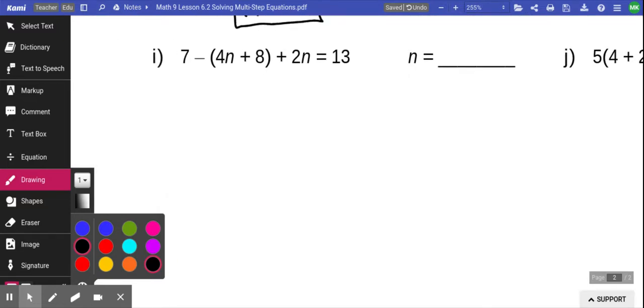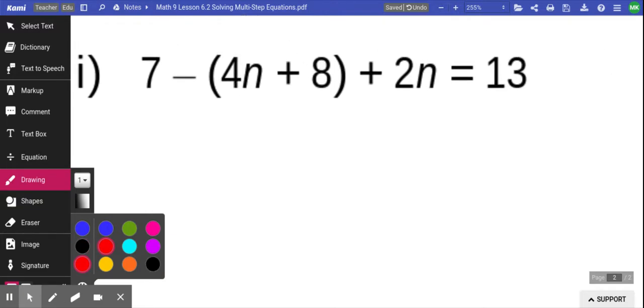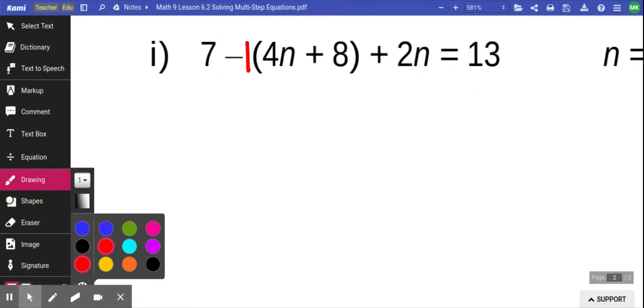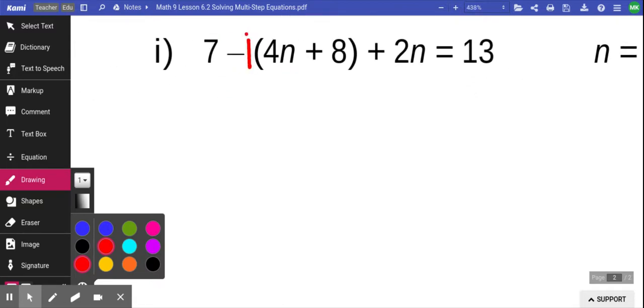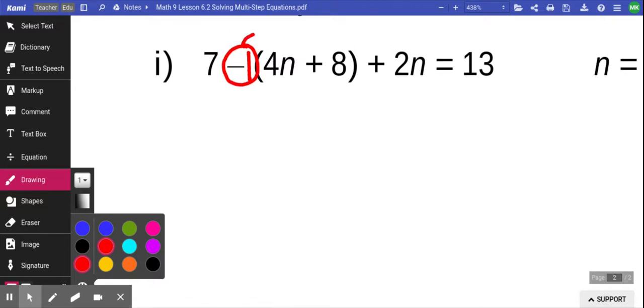So if we look at I, I have a set of brackets there. The way we get rid of the brackets is by multiplying whatever is in front of the brackets into the brackets. This one's tricky. If you remember back in Unit 5, we ran into this a few times. There's an invisible number in front of those brackets. That invisible number is a 1. And in this case, it's not just a 1, it's actually a negative 1. So I need to multiply that negative 1 into the brackets to get rid of them.